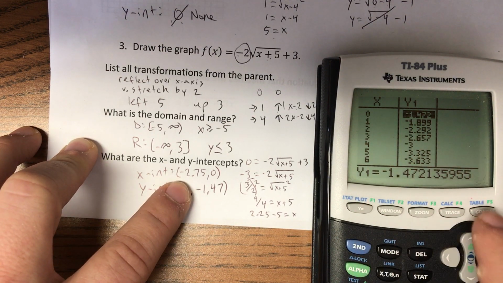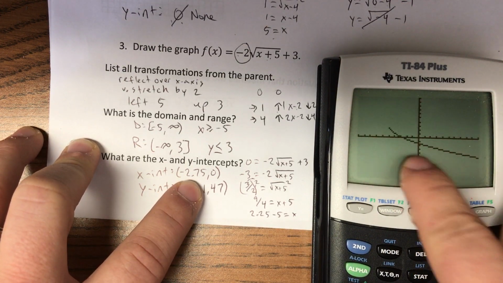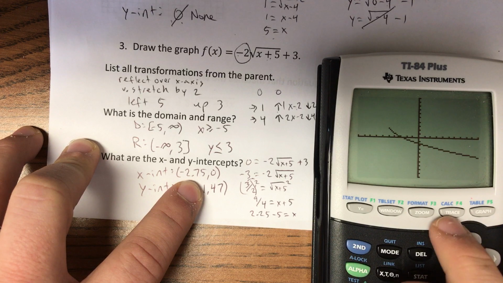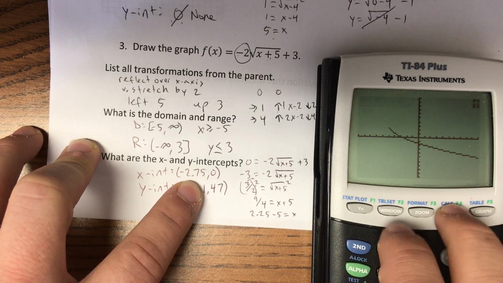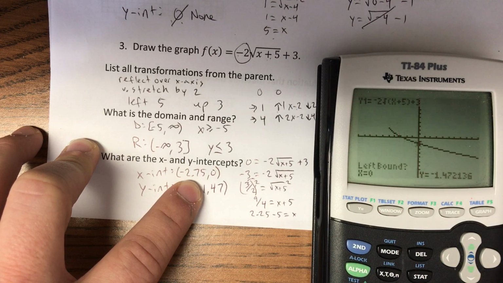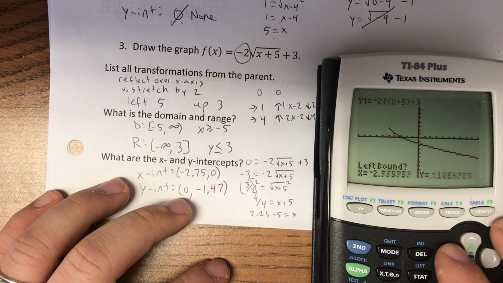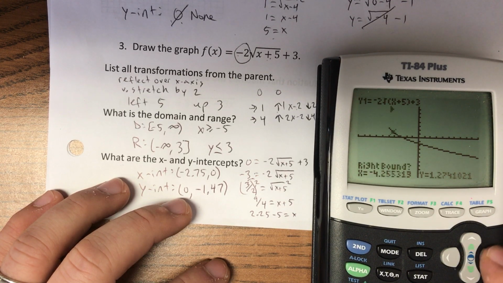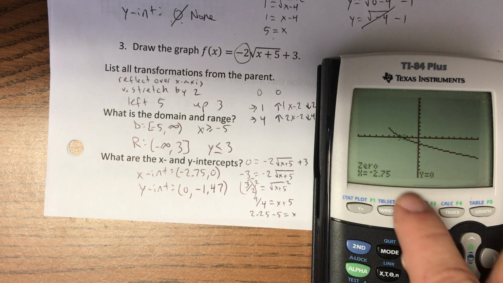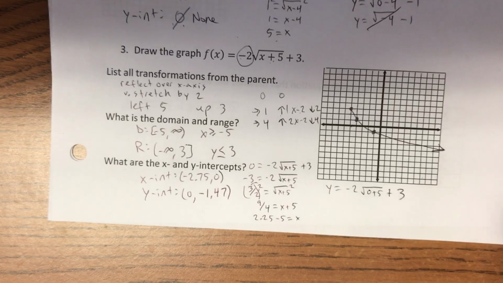For the x-intercept, it's a decimal. I can't really see the decimals on here. I could change it, but I'll just come into the graph and we'll find that x-intercept. So we're going to go to calculate, second trace or second calculate. We want to find the x-intercept, which zero is another word for that. And now we want to trap that x-intercept. So we'll go to the left side, press enter, go to the right side, press enter. And now it'll find that x-intercept at negative 2.75. We got it correct. So there's how to do it algebraically and also in your calculator.